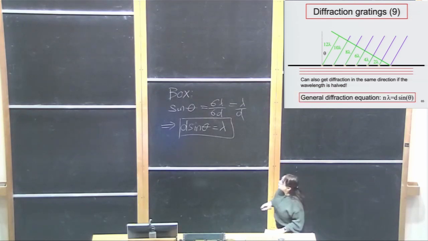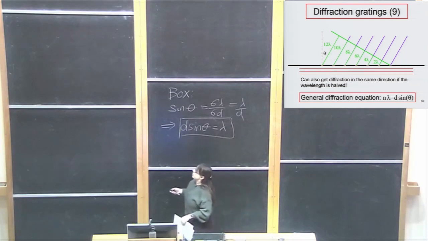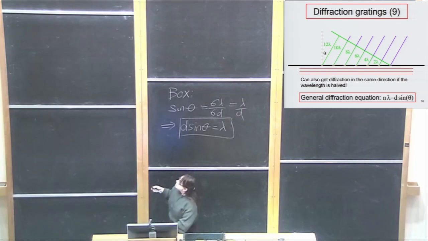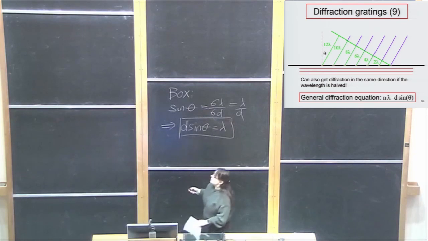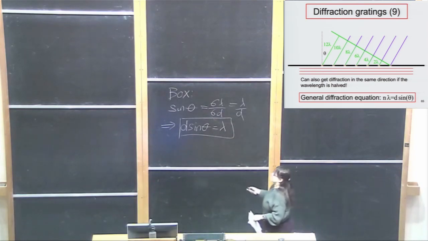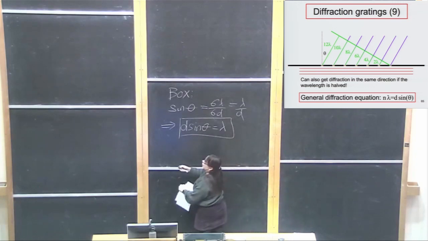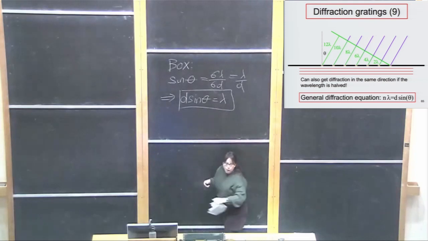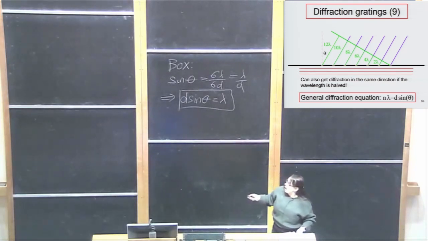As long as that's true, I will get constructive interference. The more general diffraction grating equation is this one: d sine theta must be some integer number of wavelengths. That's basically saying that the optical path difference between any two adjacent slits, that length there that I'm pointing to, is d sine theta. As long as that length is any integer number of wavelengths, we get bright peaks, constructive interference. This is the grating equation that you must remember for diffraction grating. If you just remember that, you'll be doing all right.